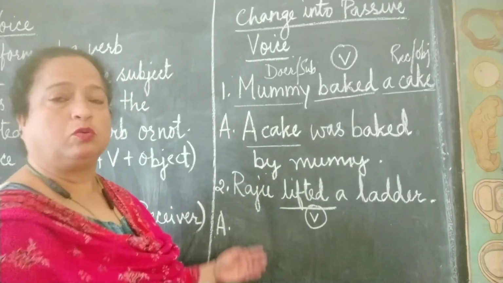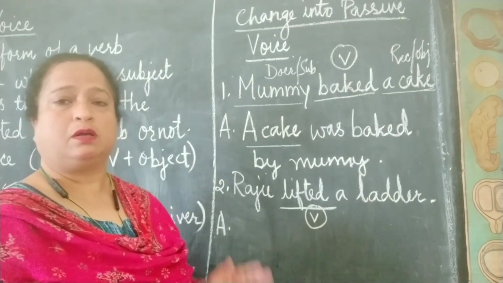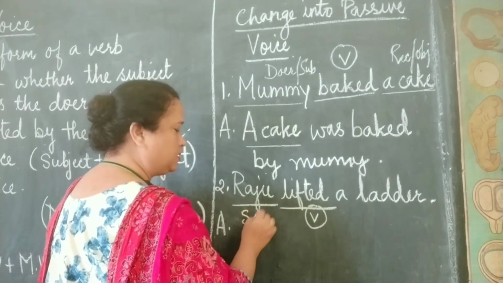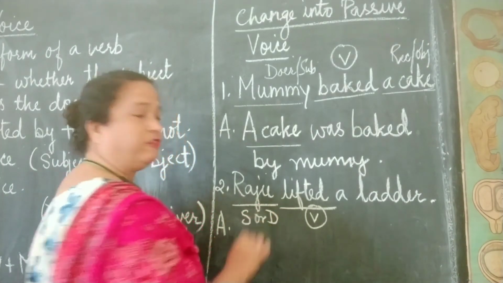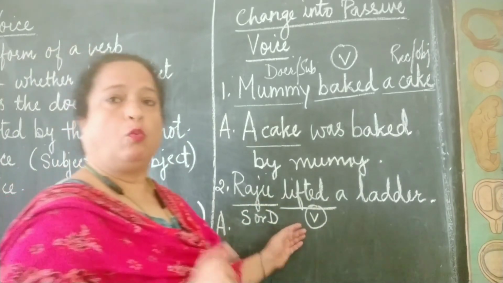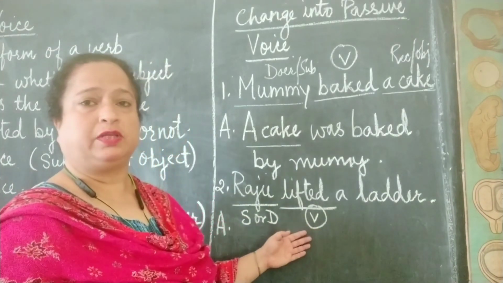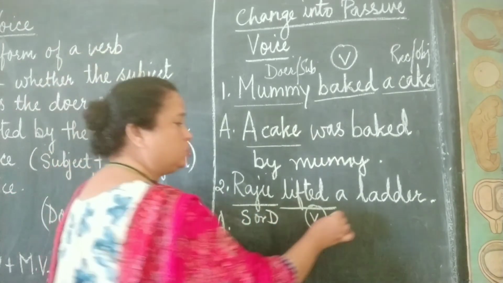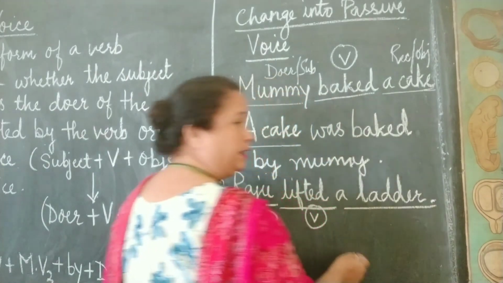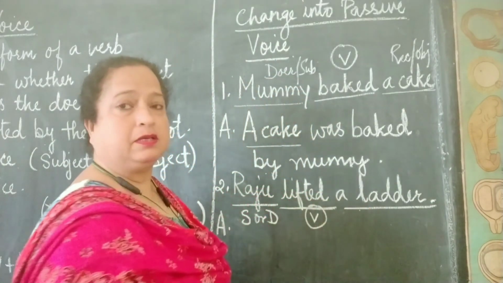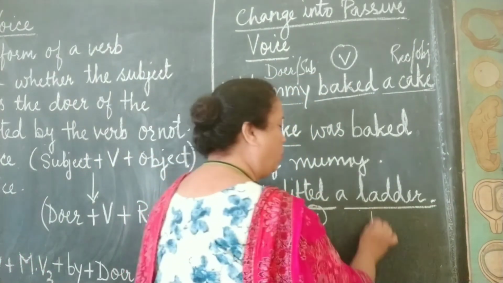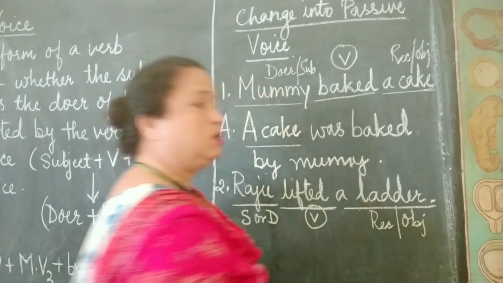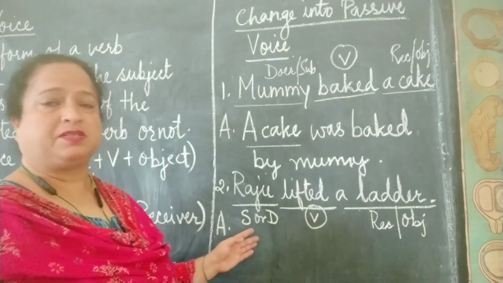Now, if I want to know who lifted, who is the doer, who is the subject in this sentence, I get Raju as the subject or the doer of my action. Now, what is the action performed? You know that the action performed is lifted. But what did Raju lift? So, Raju lifted a ladder. So, a ladder is the receiver of the action, or it is also the object. So this is an example of an active sentence.